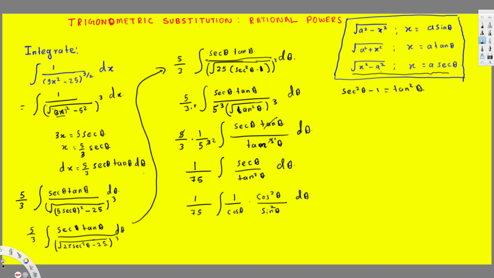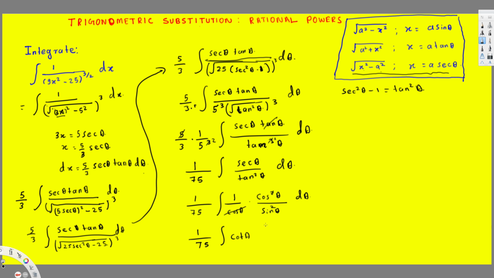Now I can cancel one of these cos theta. So this is going to be cos theta over sine square theta. So this is going to be 1 over 75 integral of cos over sine. We know that is cot theta because that's reciprocal of tan theta. We know that sine over cos is tan theta. Since we have cos over sine, that's going to be cot theta.